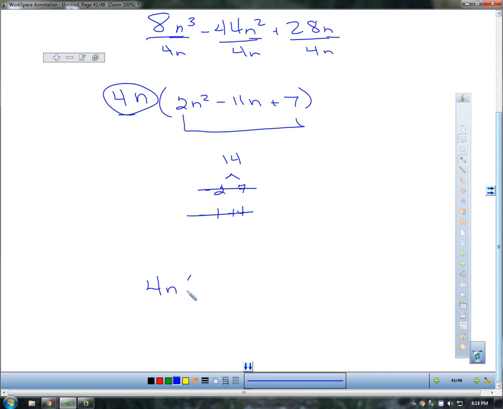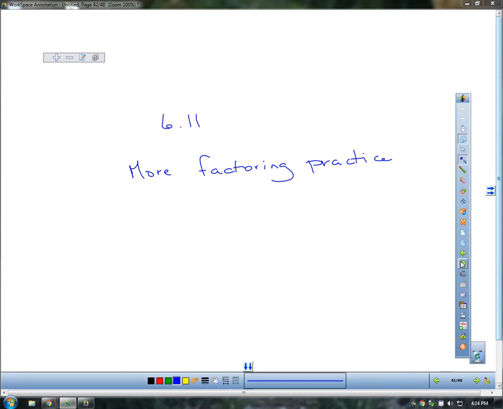So I have 4n times 2n squared minus 11n plus 7. Since this didn't break down any further, that's as far as we could go, so I had to stop right there. The answer was not prime, though, because I was able to pull out a GCF.